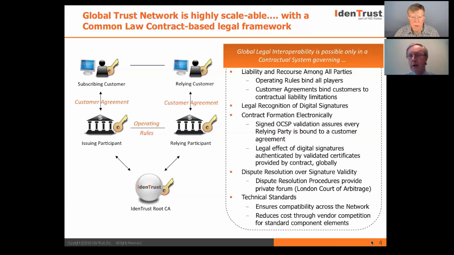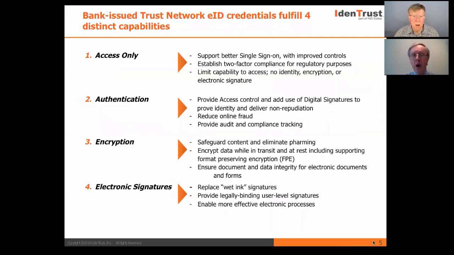So what do these bank-issued credentials look like? Well, they come in the form of digital certificates, which basically do four things. And you'll see they're access only, authentication, encryption, and electronic signatures. I won't run through each one of those because you can see them on the slide. But the net effect of these four capabilities is that they provide the end customer with privacy between customers. Two customers can interact in privacy.